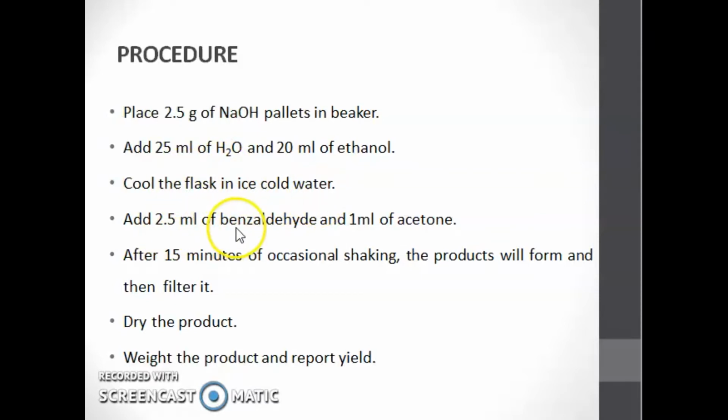After that, add 2.5 ml of benzaldehyde and 1 ml of acetone. After this addition, with all the contents, sodium hydroxide, water, ethanol, benzaldehyde and acetone, you have to occasionally shake the mixture for about 15 minutes. During the shaking you will find that product formation takes place. After that, you have to filter the product, dry it, weigh it and report the yield. Now we will see in detail the synthetic procedure for today's practical.